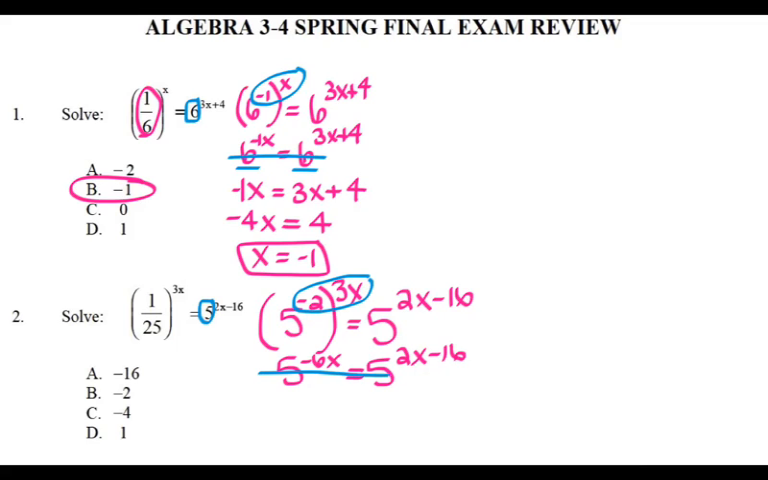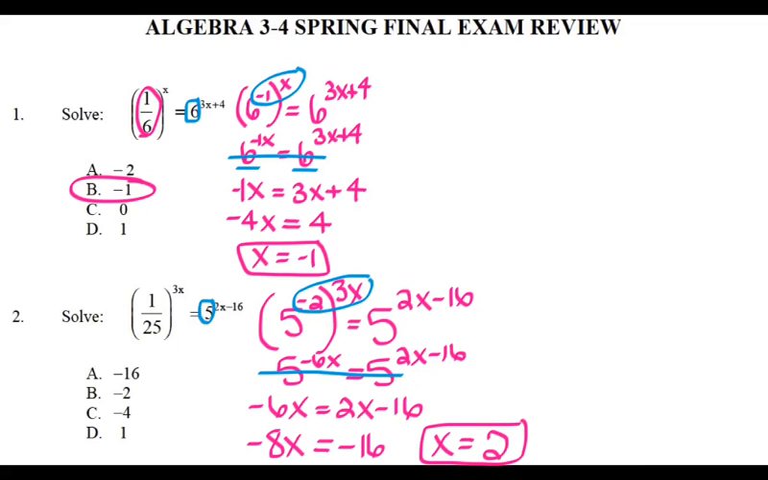I can go ahead and drop my bases since they are now the same. So I now have the equation negative 6x equals 2x minus 16. Subtract 2x from both sides, that gives me negative 8x equals negative 16. So x equals positive 2. Now if you go to your answer choices, we do not have a positive 2. So this question right here has a typo. Sorry about that. So that negative 2 should actually be a positive 2, which makes your answer letter B. There's 2 more typos in your review packet, which I'll point out as we get to them. So again, I apologize for that.